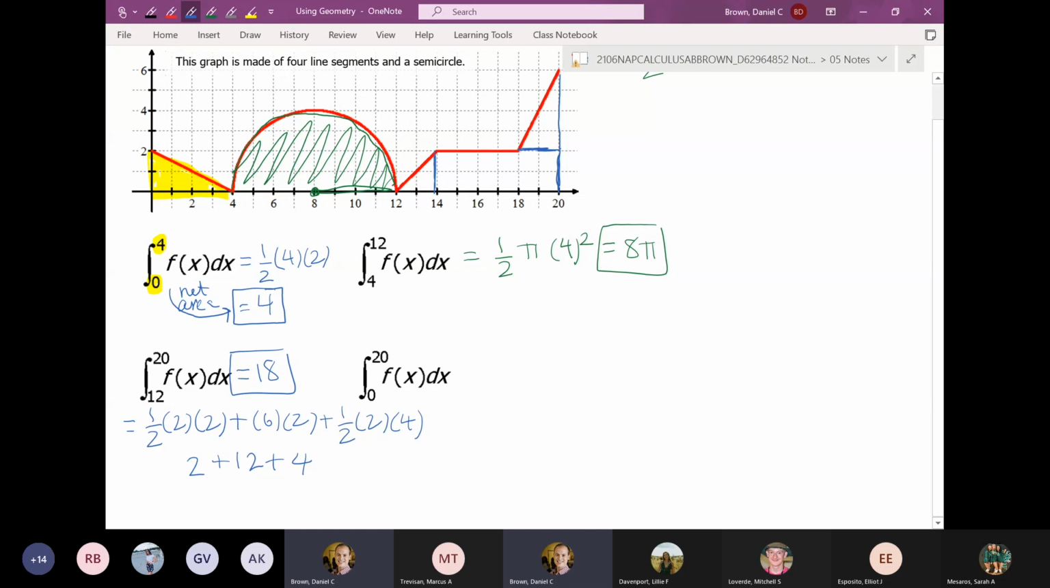Also can do some integral arithmetic, like if I just want to do the integral from 0 to 20, I'm not going to waste time recalculating everything because I can just do the integral from 0 to 4 plus the integral from 4 to 12 plus the integral from 12 to 20. So big idea, when we see a definite integral, we're going to think of the definite integral as area. Questions so far?